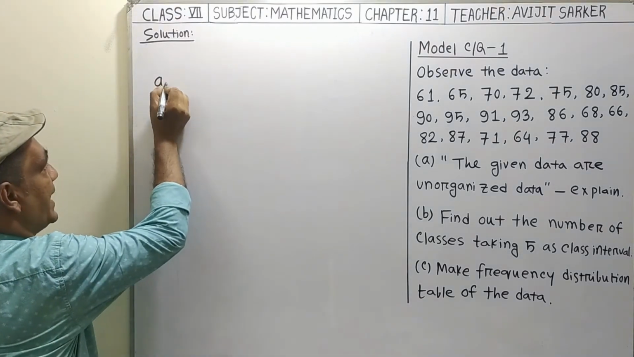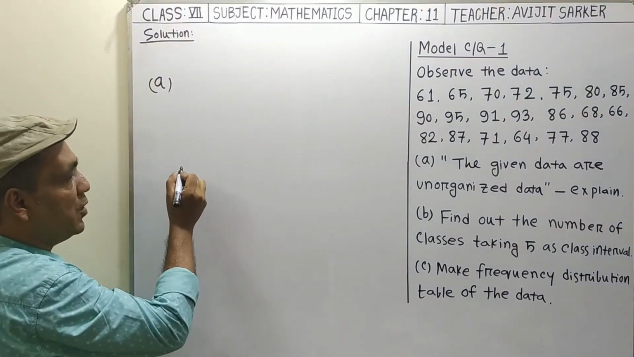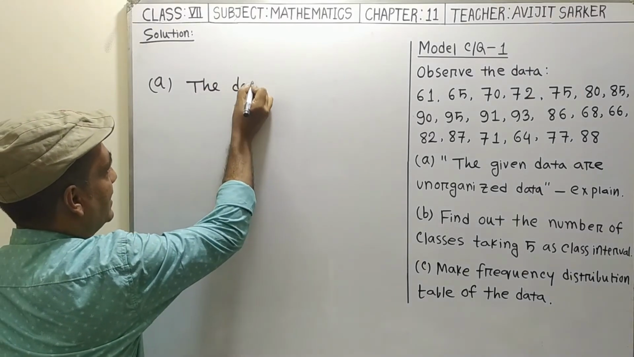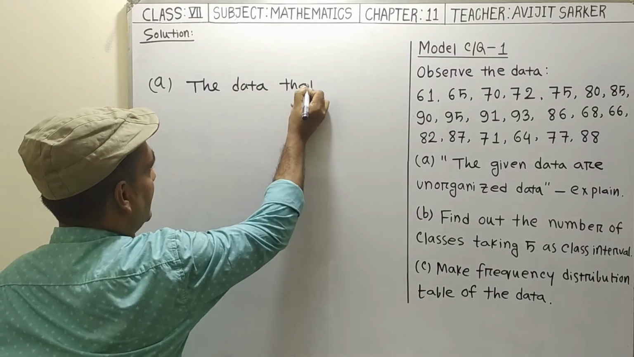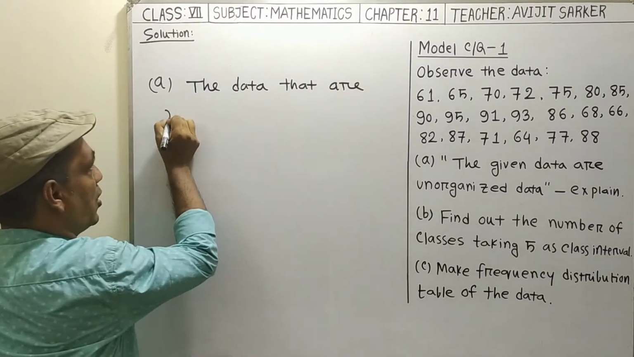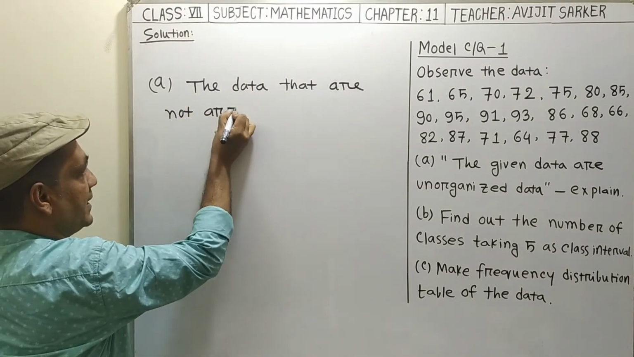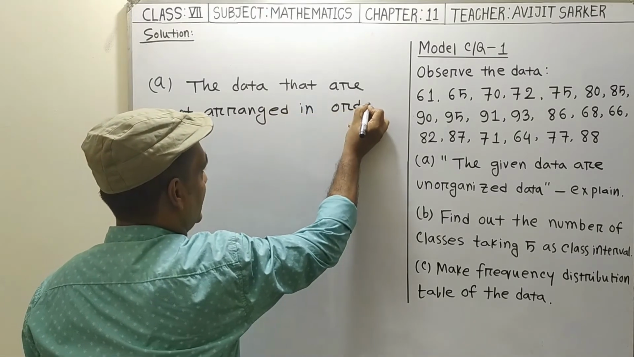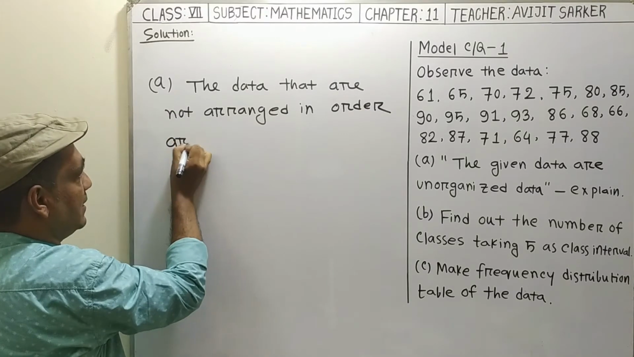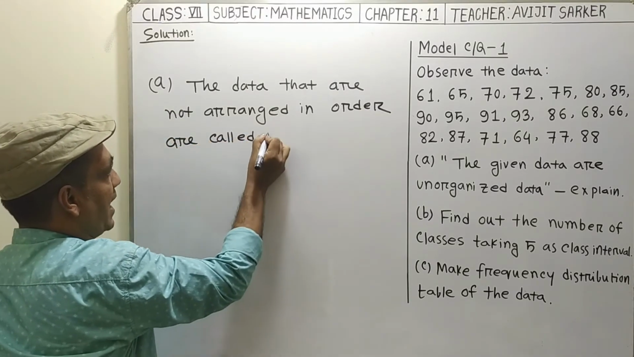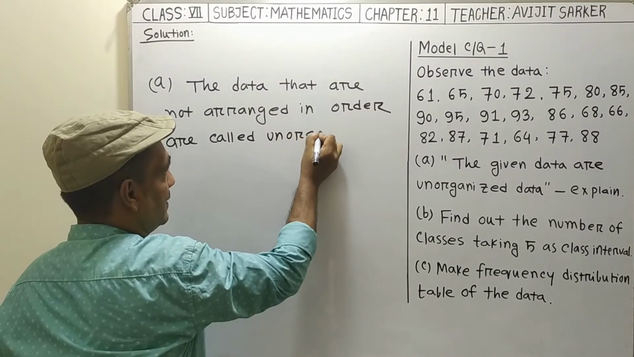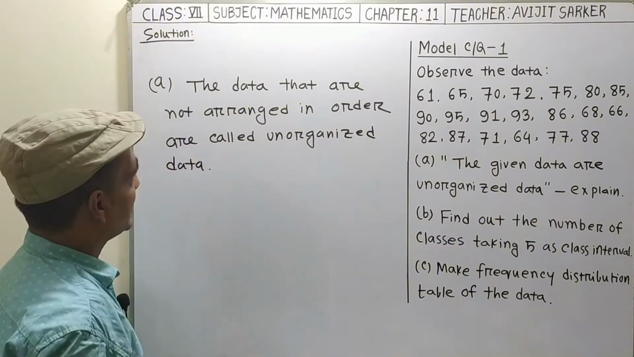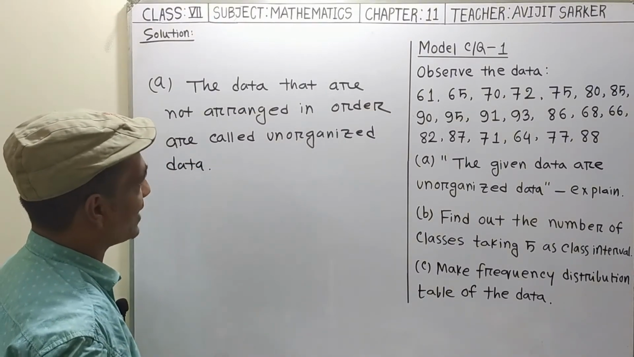So, solution of A. At first we have to know what unorganized data are. The data that are not arranged in order are called unorganized data.